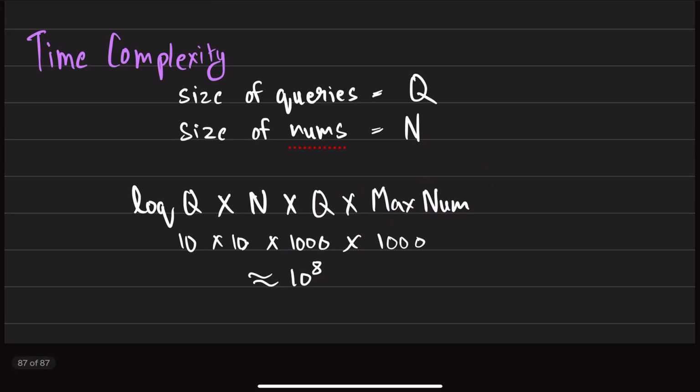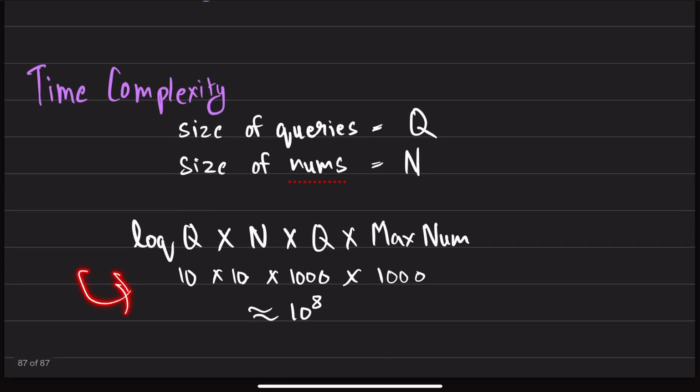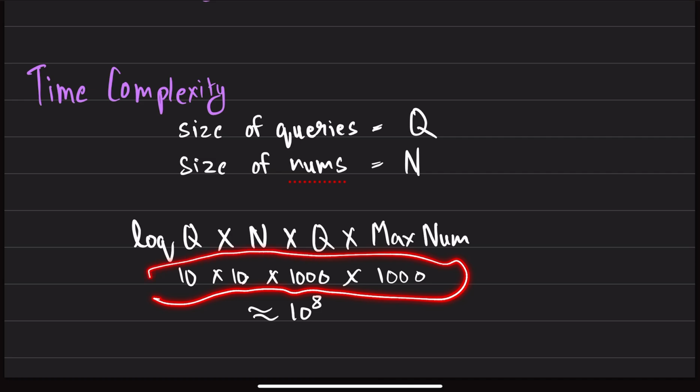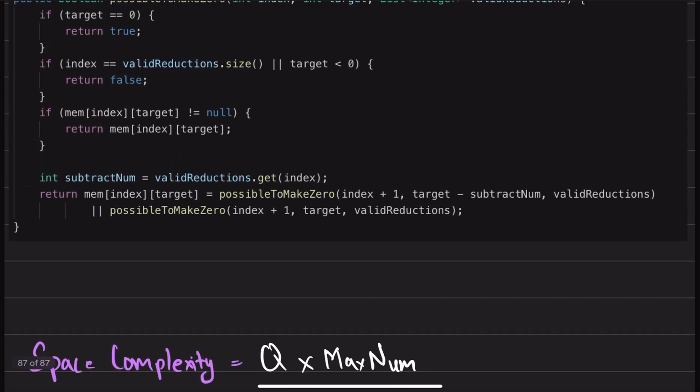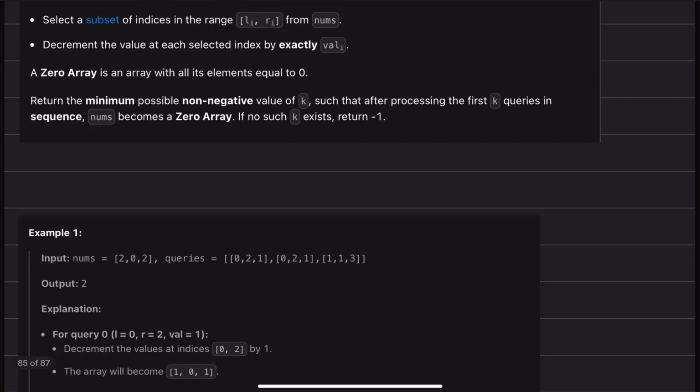If you want to see whether this will pass our test cases, the time complexity should be up to 10 to the power 8 operations. If you put the values over here, you will see we are doing approximately 10 to the power 8 operations only. So this will pass, and we can submit this.